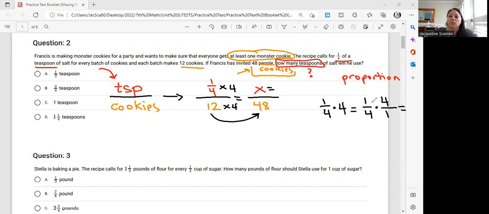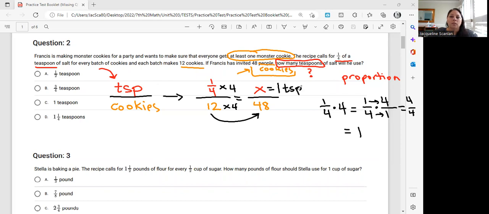And then I'm going to multiply straight across. So 1 times 4 is 4. 4 times 1 is 4. 4 over 4 is the same as 1. What does this mean? Well, it means that X is 1, which also means that X is 1 teaspoon.